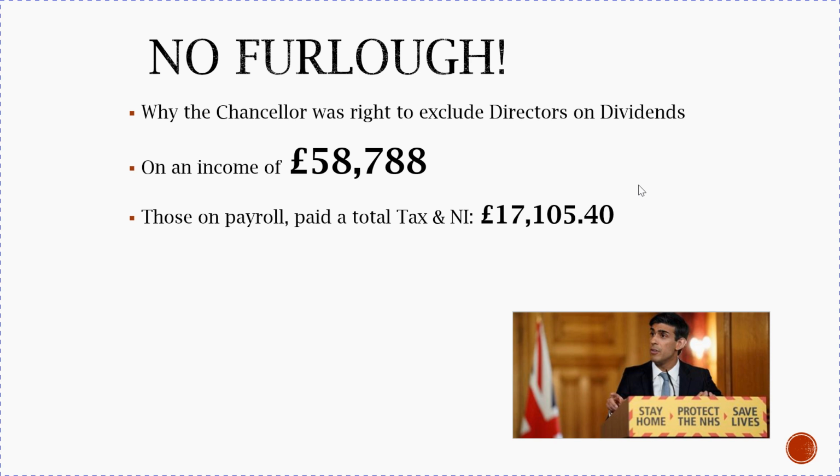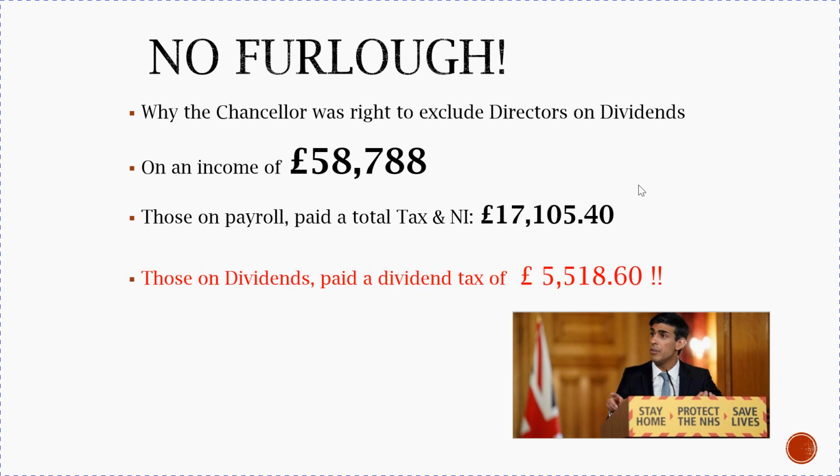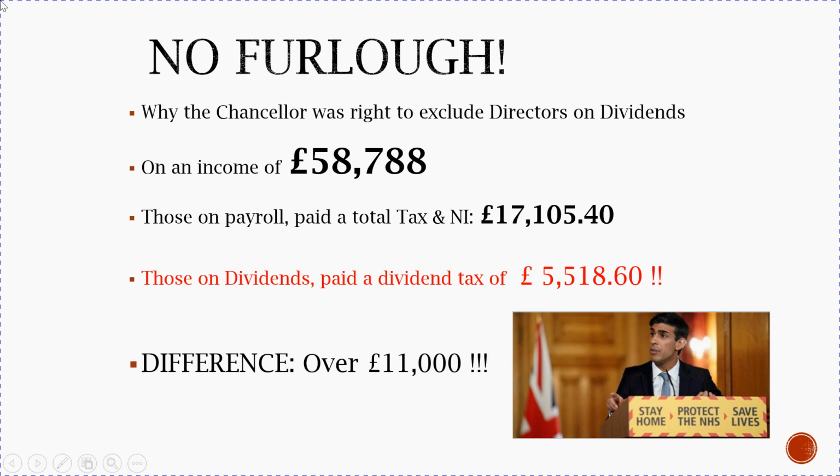So if you want to get a pension, and when you're, I don't know what the pension age is now, 70, you have to have paid your national insurance. You have to have contributed in order to take out. So compare that to those on dividends who paid a dividend tax of £5,518.60, and you can see, with a difference of over 11,000, why the Chancellor only counted those on payroll, and this is income, and those who were on dividends didn't count as being part of your furlough.